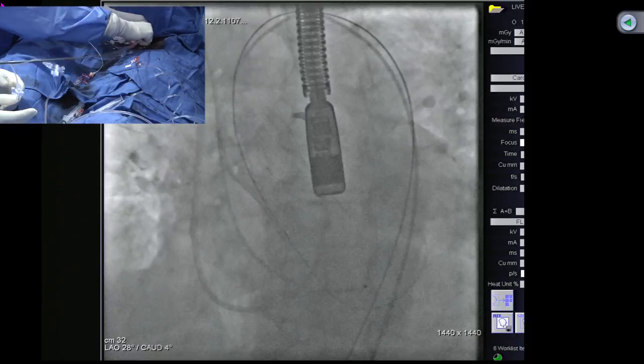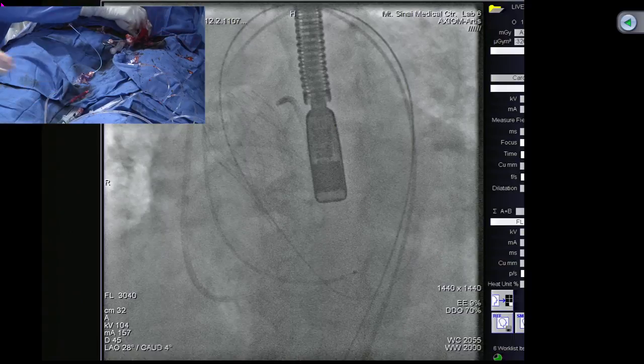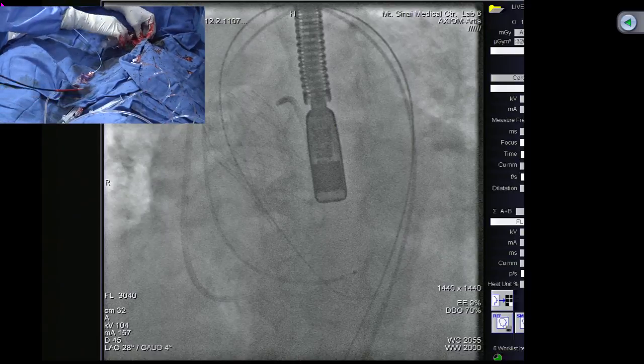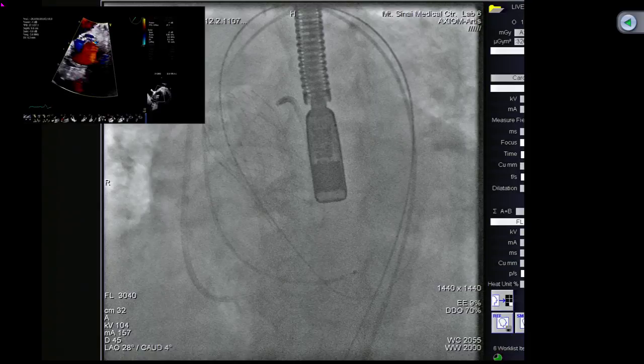So the valve has not expanded. We need to know that dilatation, and there is a gap with a moderate amount of paravalvular regurgitation. Okay. You want to put this one back? It's okay. Okay, it's fixed.